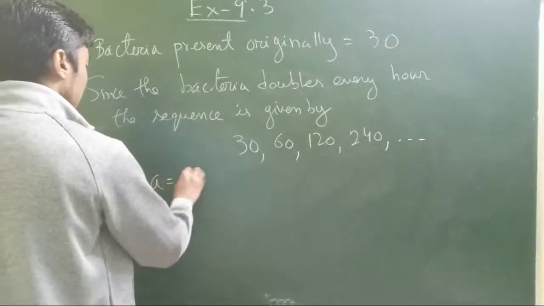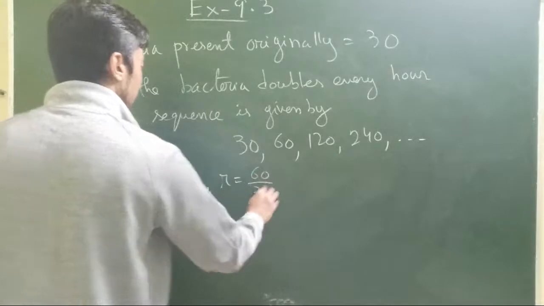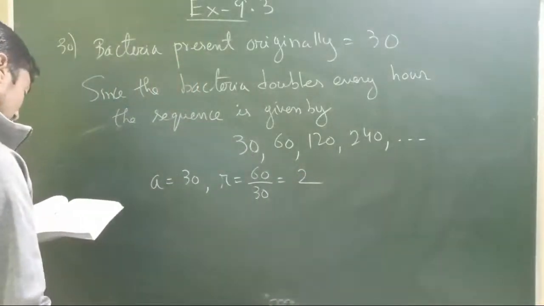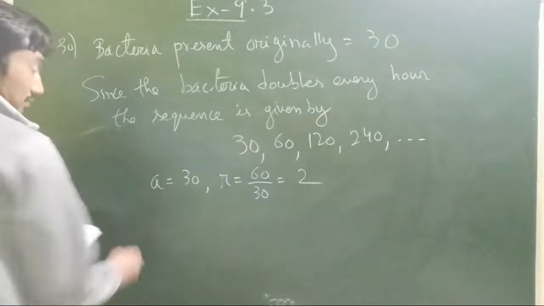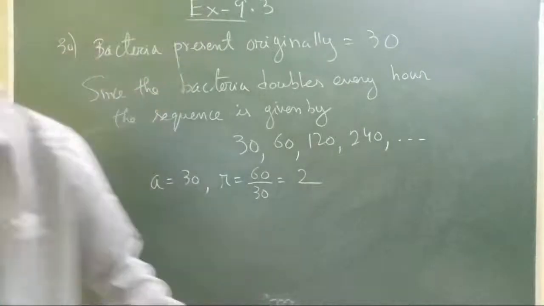So our first term is 30. Common ratio, since it's doubling, definitely 60 by 30, of course that's 2, no problem. So now, how many bacteria will be present at the end of second hour?